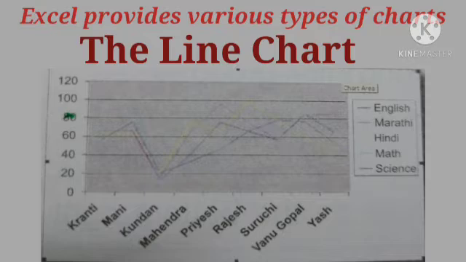A line chart shows the trends in data at equal intervals. Line charts are useful for depicting the changes in a value over a period of time. Depicting means, students, to show something in a painting or drawing.